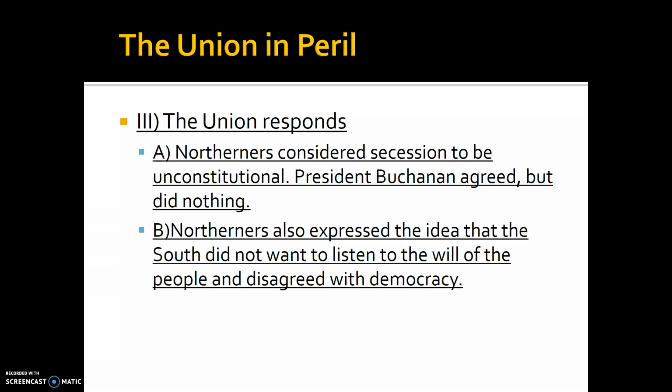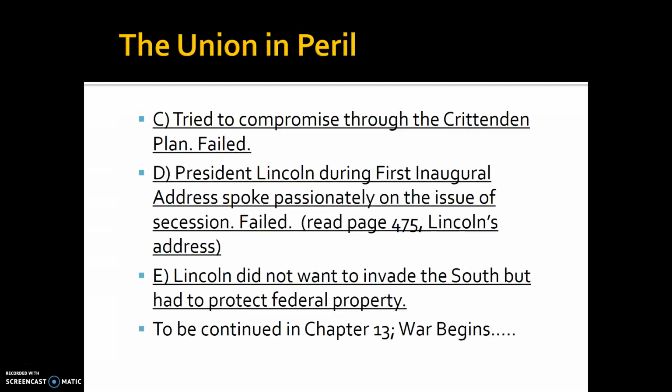The Northerners also expressed the idea that the Southerners did not want to listen to the will of the people, and they disagreed with the idea of democracy and republicanism. Just because you disagree with your president doesn't mean that he is not your president and that you have the right to secede. No, he is your president. You will deal with it. And that's kind of what the Northerners are saying to the South. And the Southerners are like, I'm leaving.